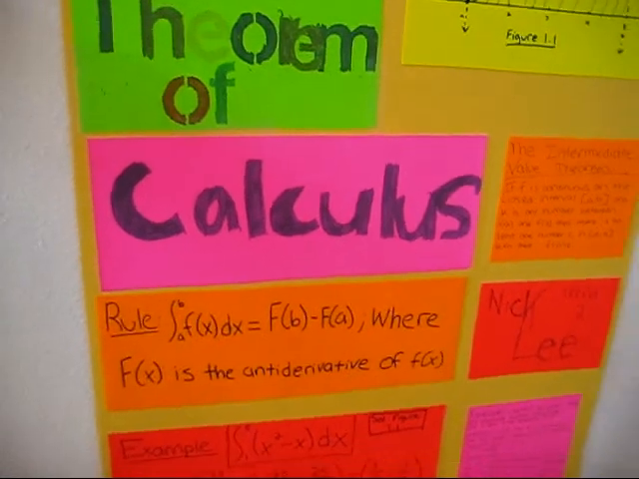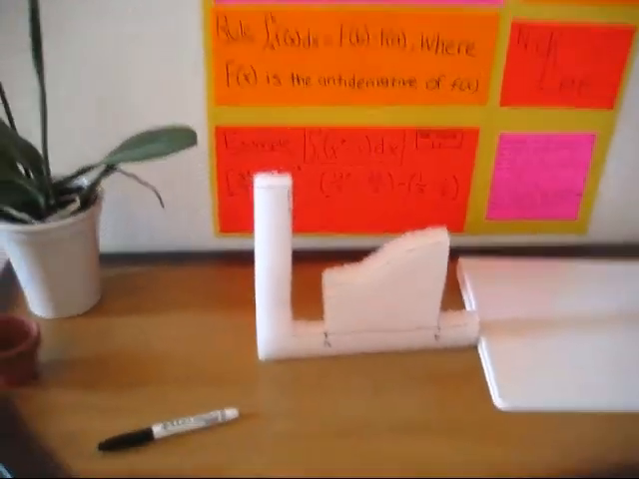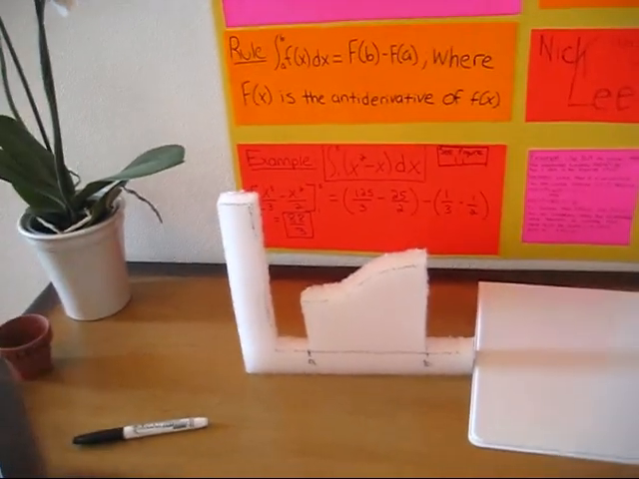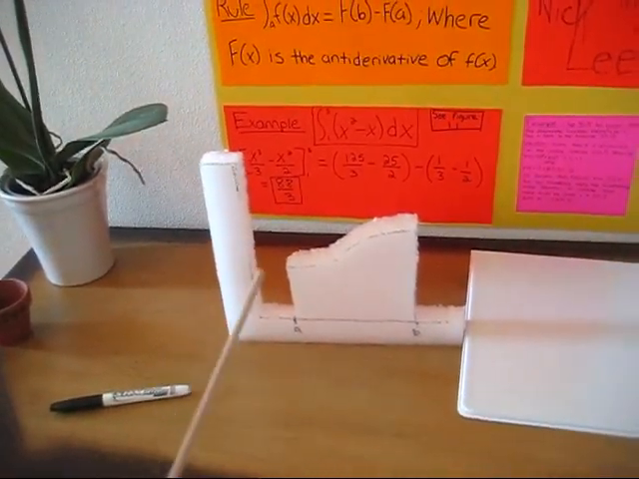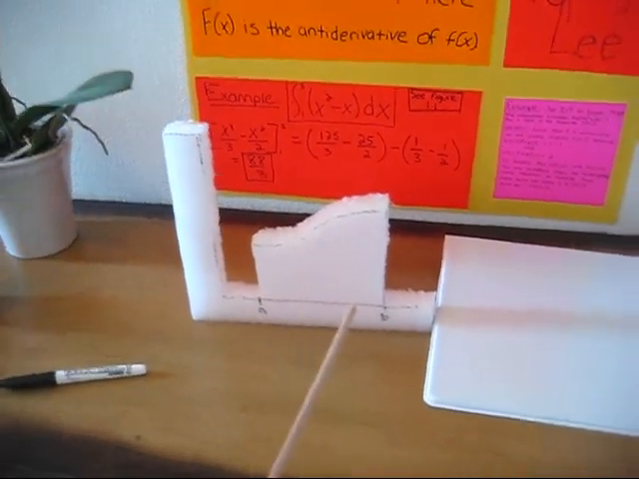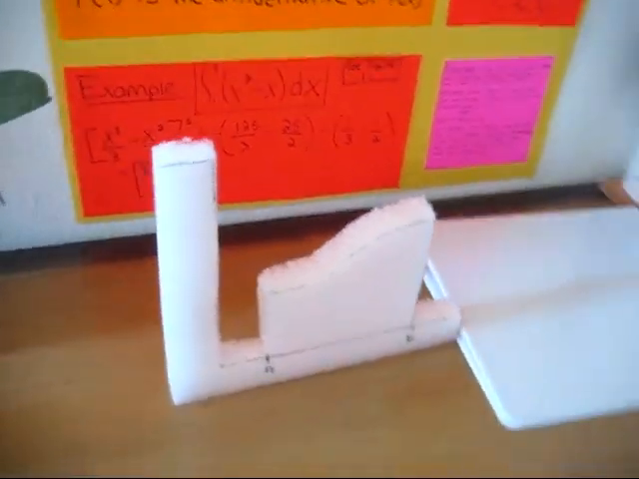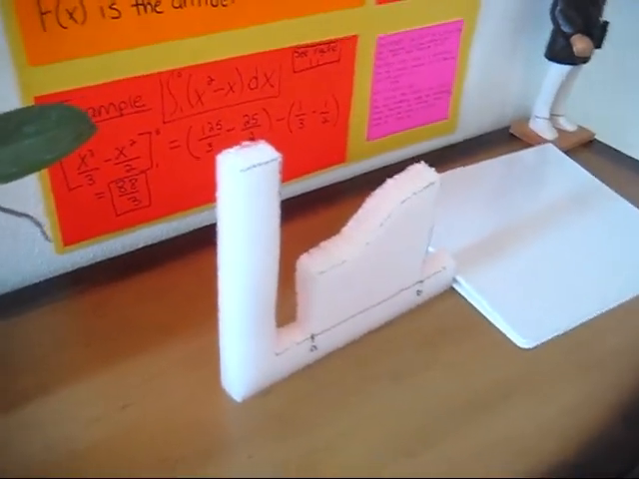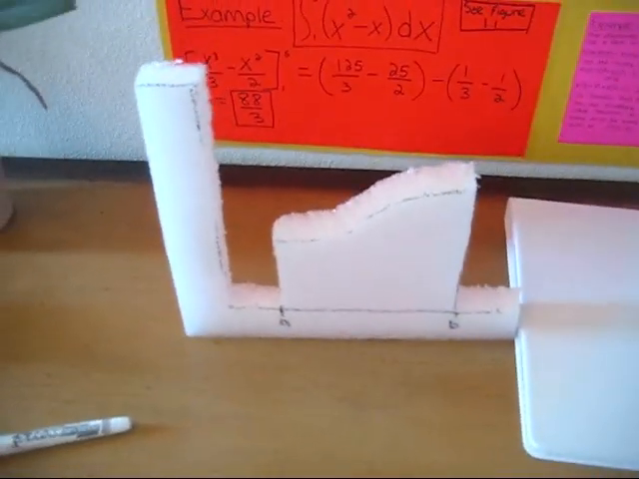I also included this 3D model right here. It's not much, it's made out of styrofoam, but this is basically the graph, and they cut out an area under a curve. And this basically shows in 3D what an area under a curve is pretty much like.